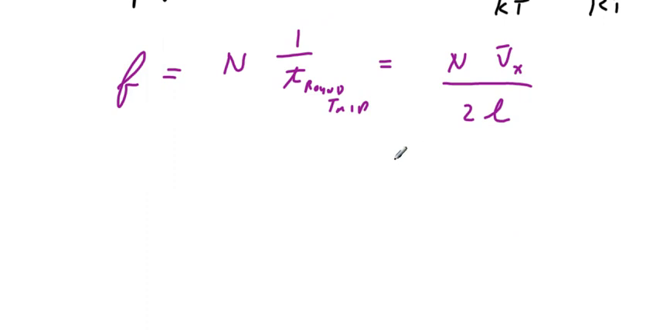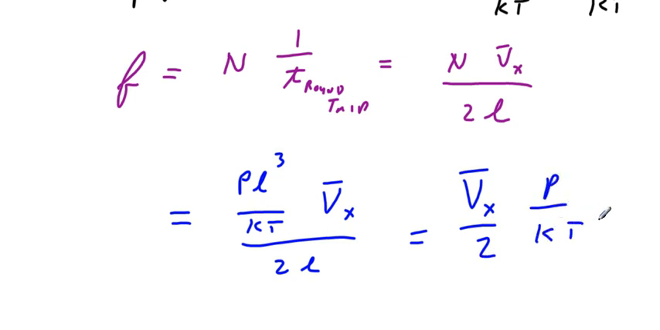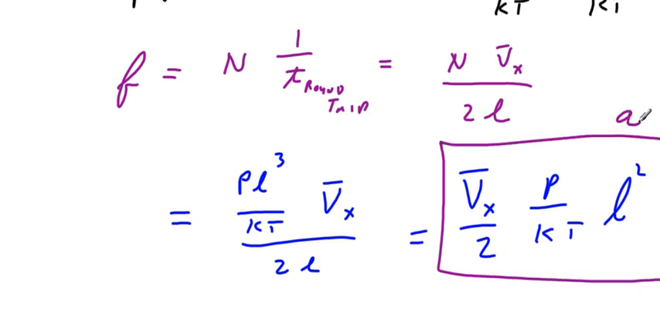Okay, so now I remember that I just calculated N to be PL cubed over KT, so that's my N, times V bar x over 2L. And now I can rewrite that as V, the average velocity in the x direction, divided by 2 times P over KT times L squared. And while we have done part A, okay, so part A is done.